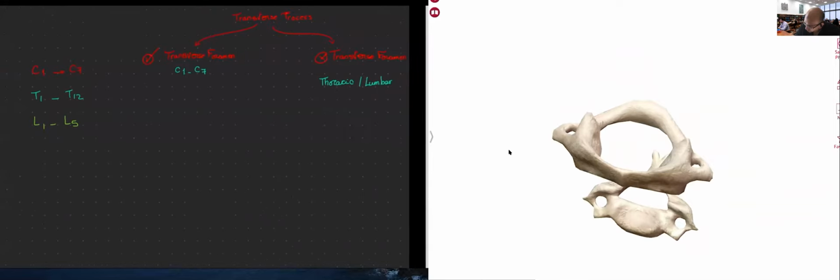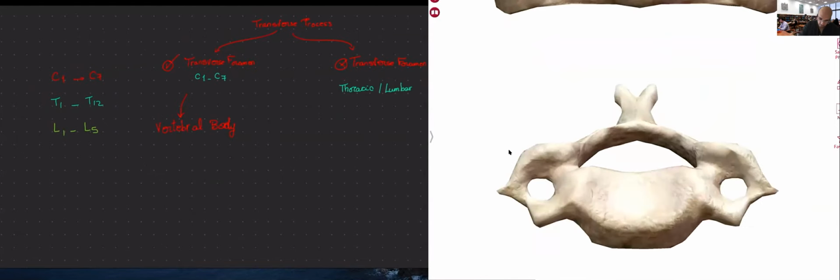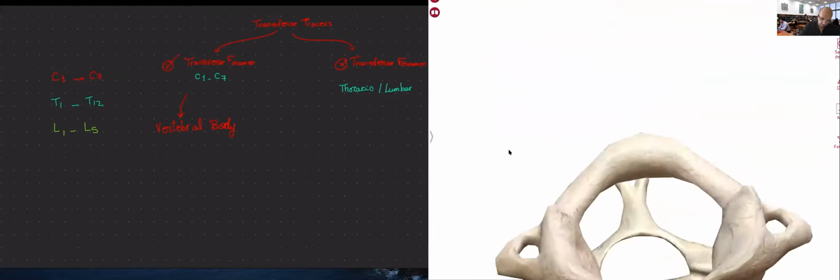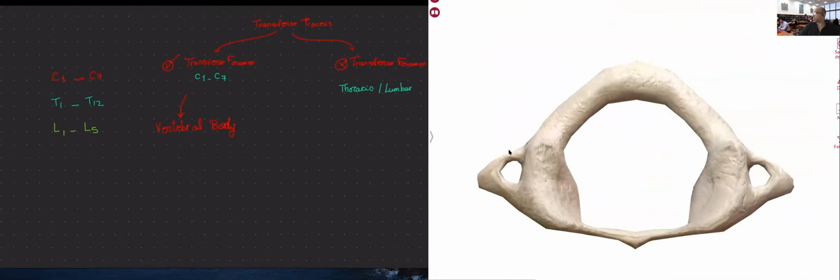I want you to check next the vertebral body. What do you need to check in the vertebral body, whether you have a vertebral body or not? So what do you think? Does this vertebra have a vertebral body or not? You see this bulging part in front of the vertebral foramen? Yes, I see a vertebral body. How about this one? Do you see a vertebral body in front of the vertebral foramen? Do you have this bulging part?